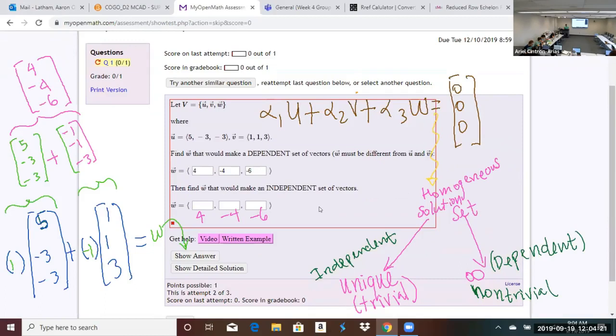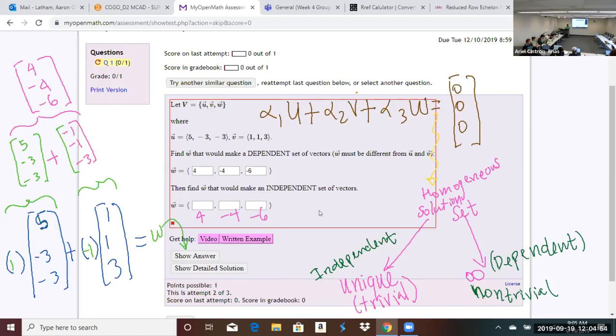So Aaron, just hold on a second. Let's say find W that would make an independent set of vectors. Once we have constructed this new W, and we constructed it this way to confirm linear dependence, we could assume that we don't know if they're dependent or not, even though we know it, because by construction, that's how we set up W. And if we don't know, we could use RREF, right?